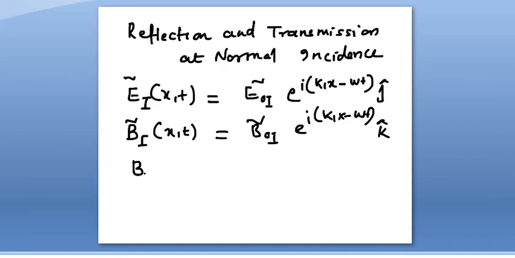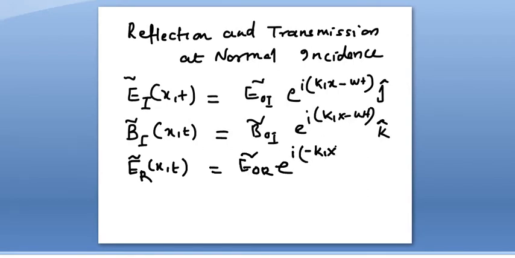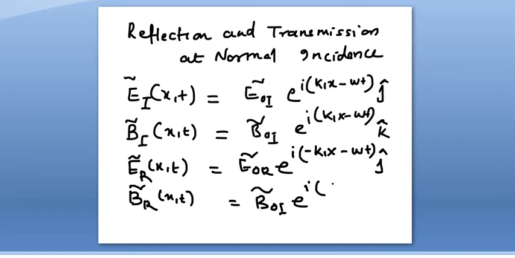Our reflected wave will be given by E_R(x,t), the same as this with E0R. The only difference is that, as in the previous classes, instead of K1x it will be minus K1x, because the direction is changed, minus omega t, and the same J. Again, the magnetic field B_R(x,t) is equal to B0R e raised to i(minus K1x minus omega t), in the K cap direction.